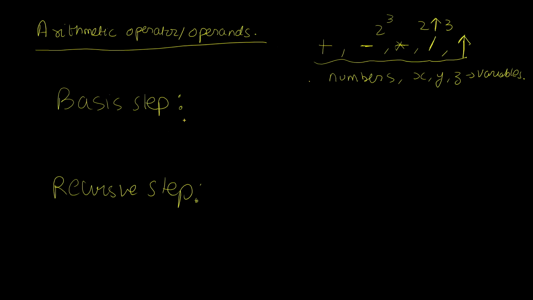Now in the base step, we want to identify the simplest forms of well-formed formulas. And in our case, the simplest forms are going to be a single number or a single variable. So in the basis step, we'll just say x is well-formed if it is a number or a variable.